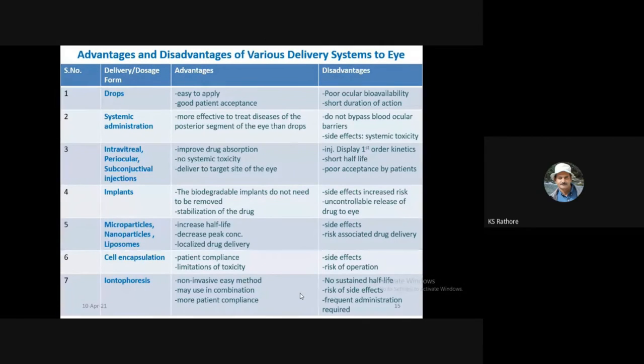Iontophoresis is a non-invasive, easy method. It may be used in combination with other things and gives more patient compliance here. But there is no sustained half-life, or risk of side effects, frequent administration. So these are certain limitations for this.